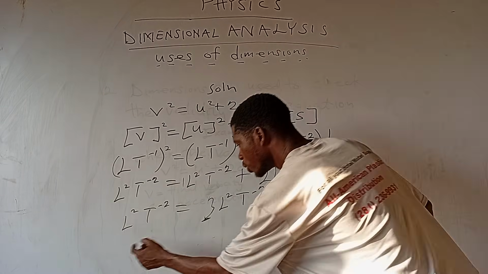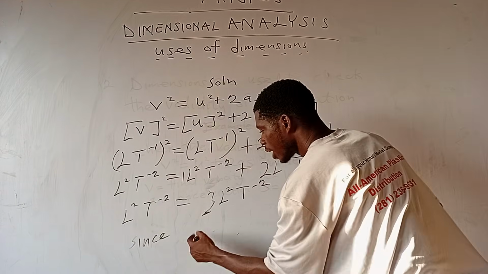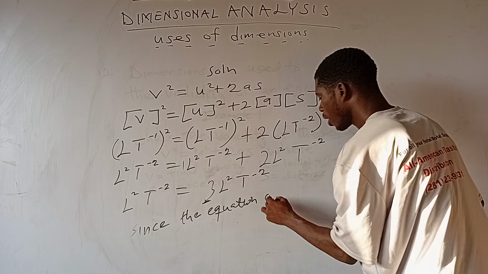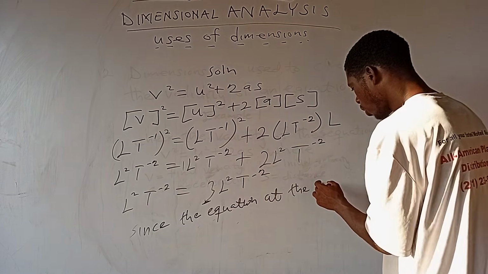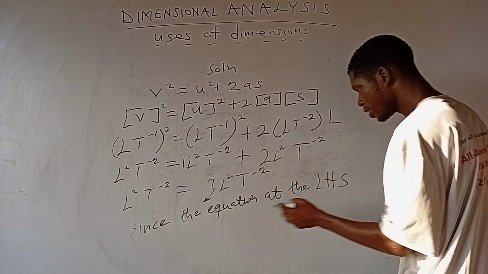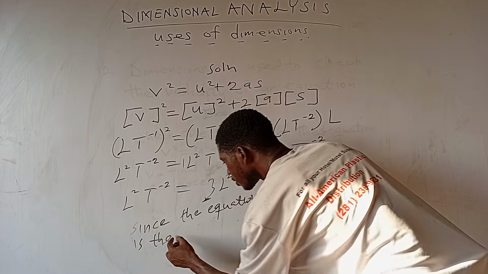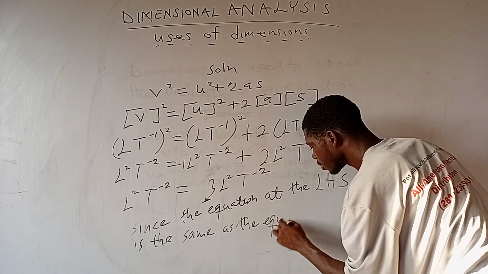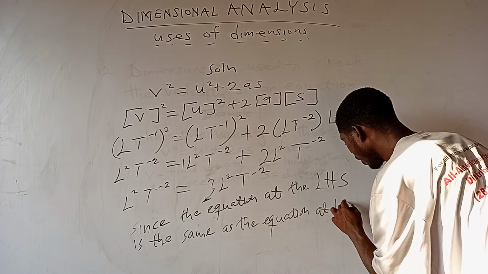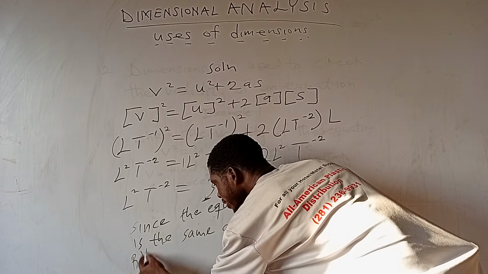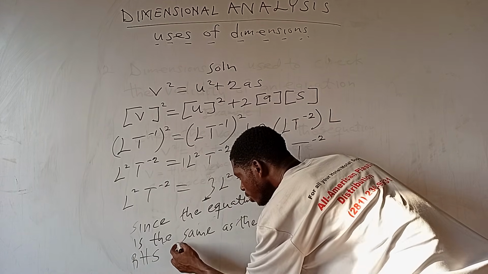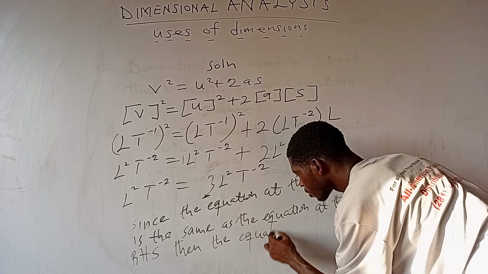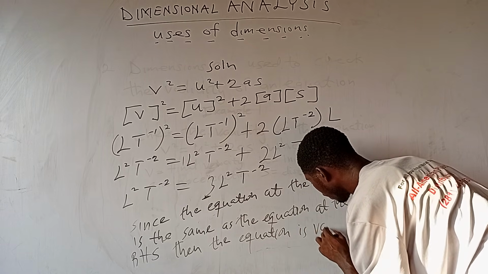Okay, so you conclude: since the equation at the left hand side is the same as the equation at the right hand side, then the equation is valid.